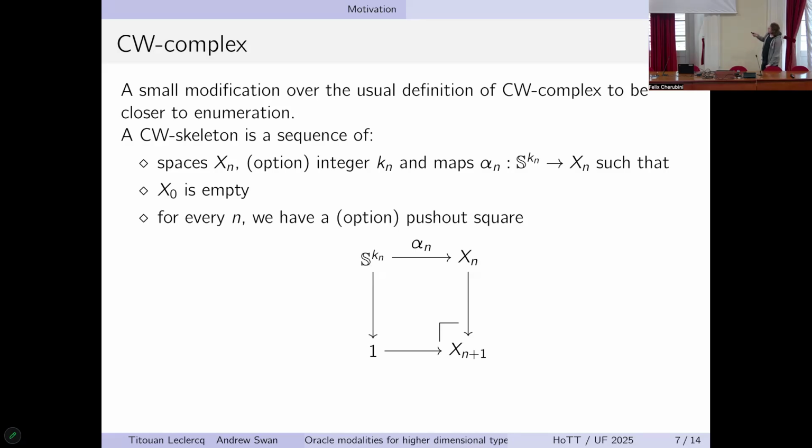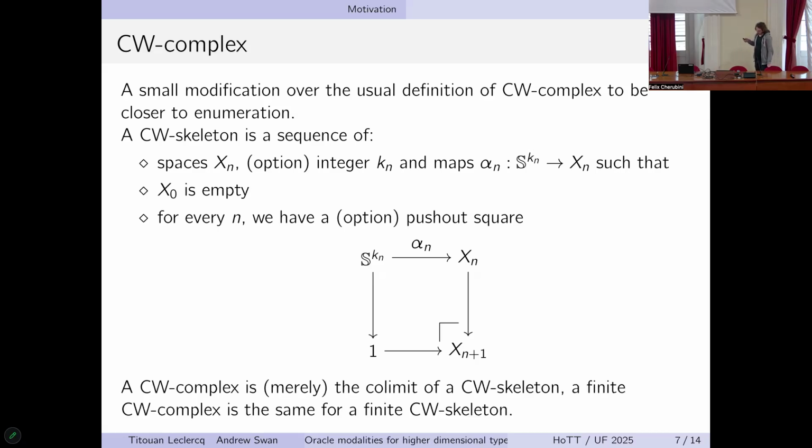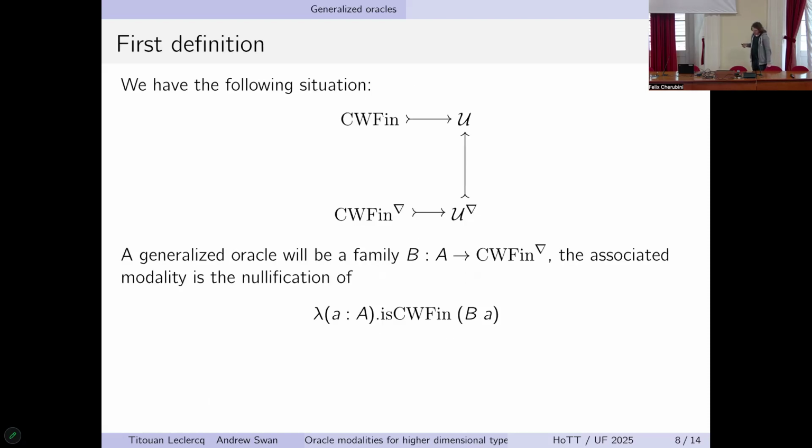So a CW skeleton will be a sequence of spaces where each space will be the pushout of the space before with some sphere. And a CW complex is the colimit of some CW skeleton, which we don't give in the data, to make being a CW complex a proposition. And being a finite CW complex is the same, but we just take some finite sequence of spaces.